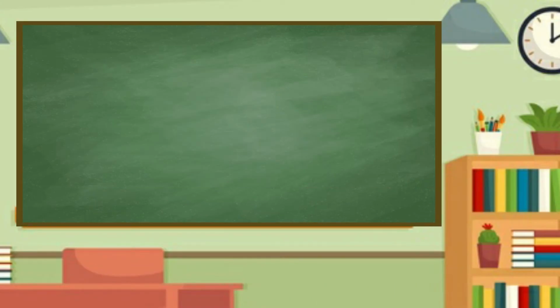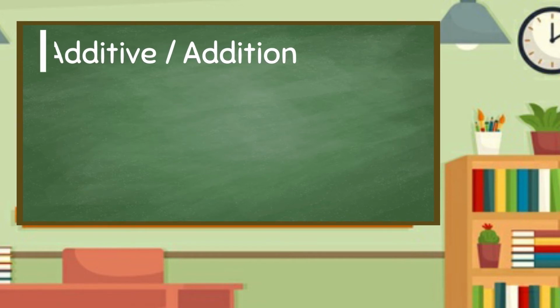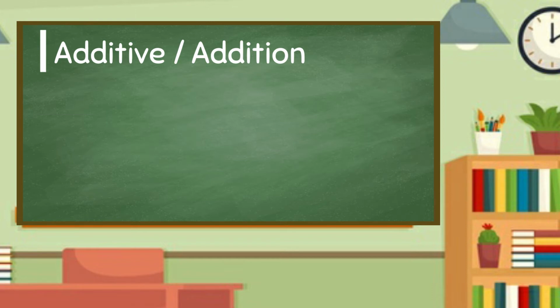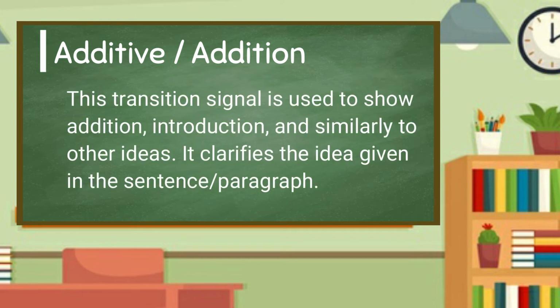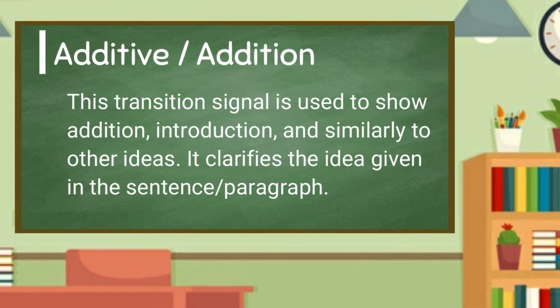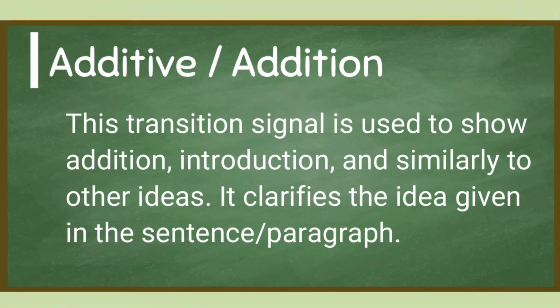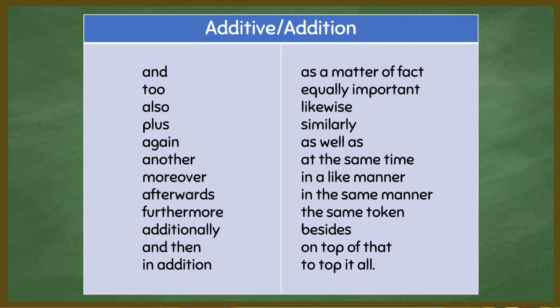Another type of transition signal is additive or addition. This transition signal is used to show addition, introduction, and similarity to other ideas. It clarifies the idea given in the sentence or paragraph. The following are the transition signals for additive or addition.